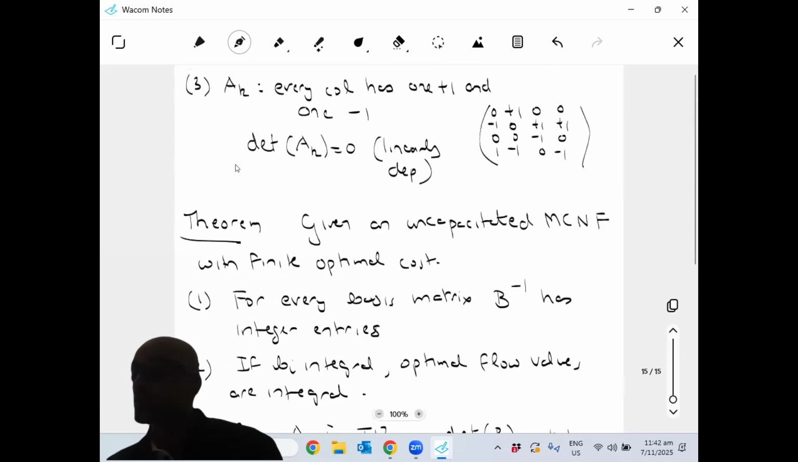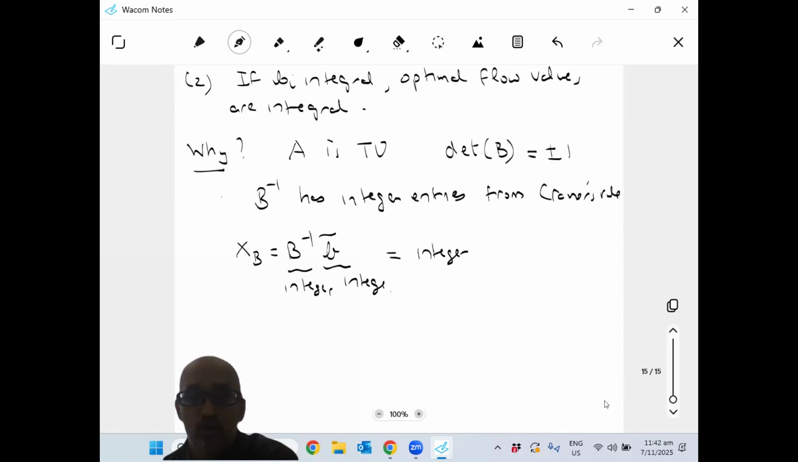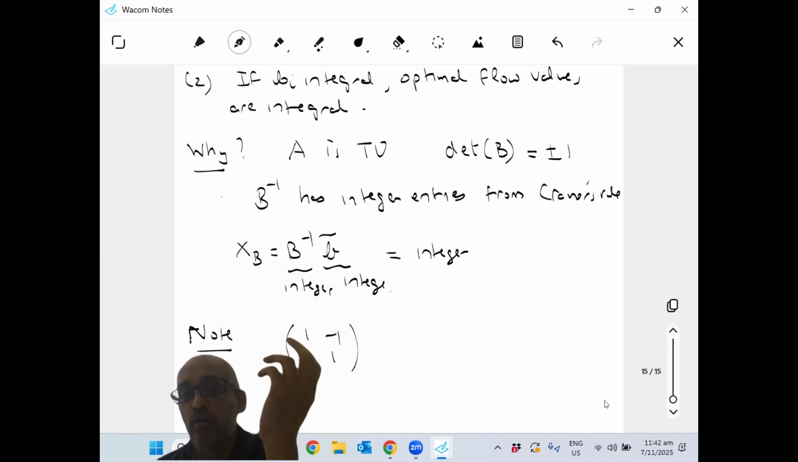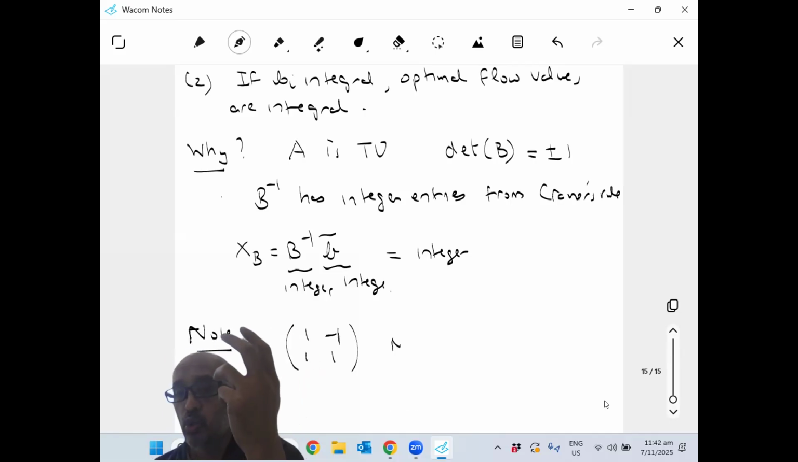Any questions with this? So total unimodularity is an important property. By the way, just to make a point here, here's an example of a matrix where the entries are only 1 and minus 1, but this is not TU.